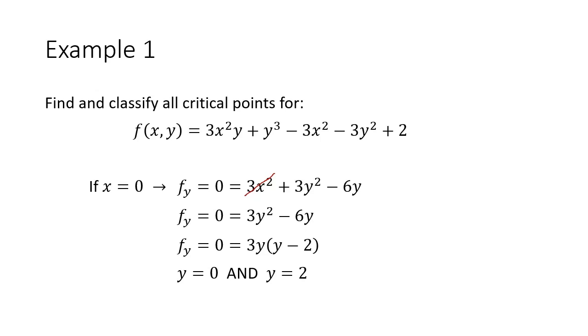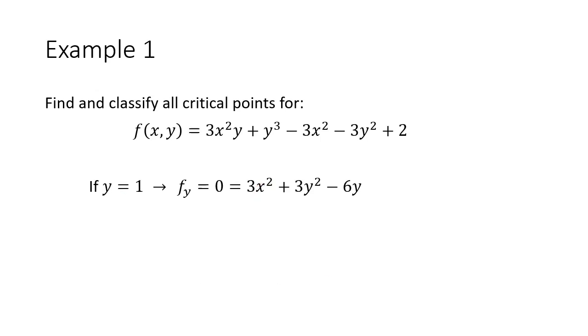So what that means is that if my x-coordinate is 0, my partial with respect to y will be 0 as long as the y-coordinate is either 0 or 2. We also know from the first part that as long as x equals 0, the partial with respect to x is 0. So that gives me two critical points where I know both of my partials are going to be 0: (0, 0) and (0, 2). Again, the x-coordinate is 0, and then my y-coordinate is 0 or 2.